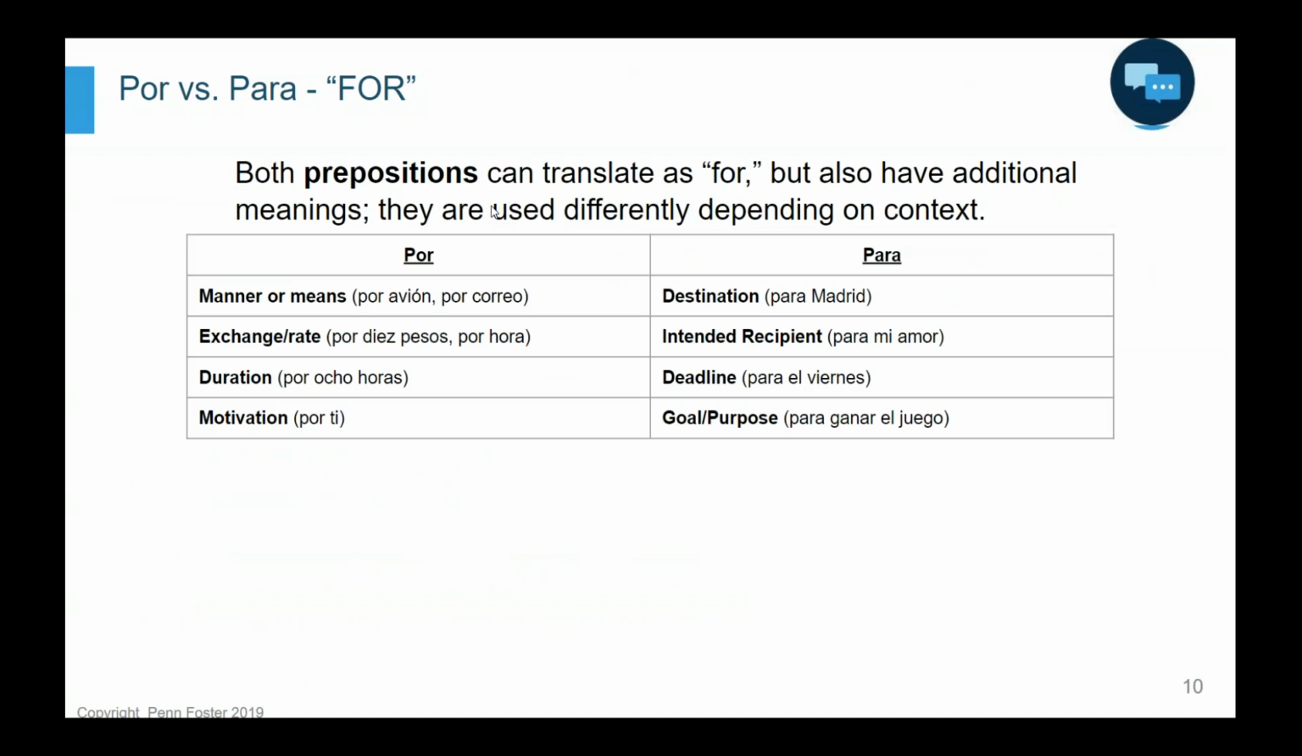The next item we'll discuss here is the differences between using por y para. They both can translate as for, as it mentions here, but they also have additional meanings. It's important that you do use these correctly because they are used differently depending on context. Definitely, we could probably have a standalone webinar on just this topic. It is probably one of the most confusing things for students in Spanish, of which one to use. But generally speaking, you can see a list of reasons with some examples in this chart of how to use each form.